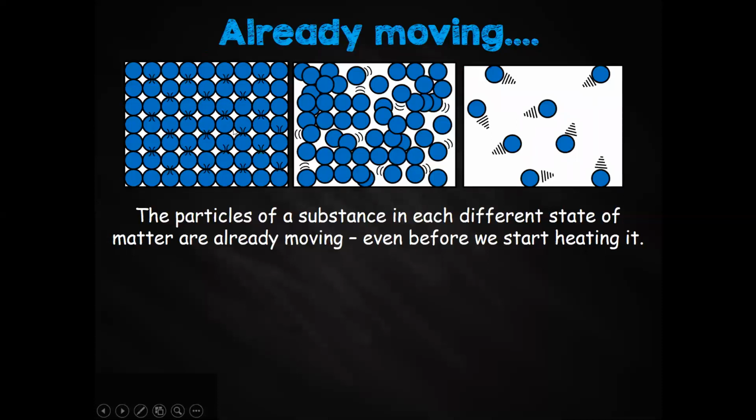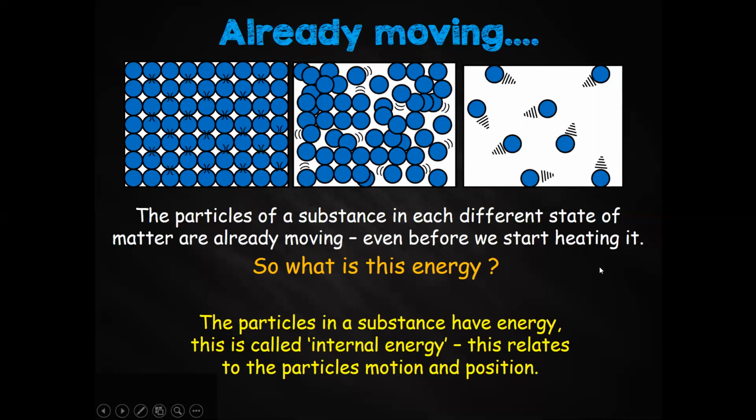Now, if you look at these three states of matter, the arrangement of particles in a solid, in a liquid, and in a gas, the particles of a substance in each of the different states are constantly moving, even before we start heating them. For example, in a solid, the particles vibrate about a fixed position. In a liquid, the particles are free to flow. And in a gas, the particles are far away from each other and are moving constantly in random motion. So if they are moving, that means they must have some energy, and that is what you call the internal energy. So internal energy relates to the particles' motion and the particles' position.